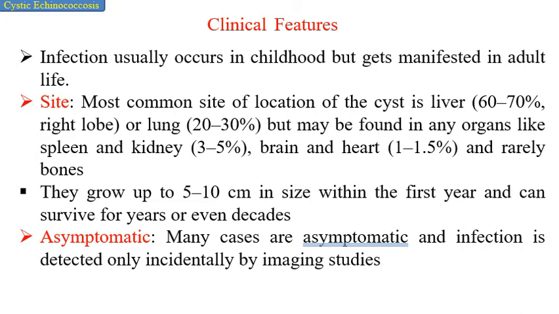The most common site of location is the liver, about 60-70%, mostly the right lobe, and the lung about 20-30%. Cysts may be found in any organs like spleen and kidneys, 3-5%, brain and heart, 1.5%, and rarely bones. They grow up to 5-10 centimeters in size within the first year and can survive for years and even decades. Many cases are asymptomatic, and infection is detected only incidentally by imaging studies.